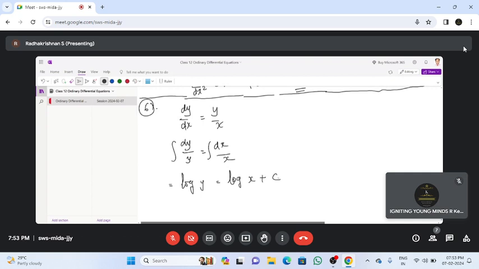I wrote only one c because log y plus c1 equal to log x plus c2 means we can write log y equal to log x plus c2 minus c1. So it becomes just one c. That's why I have written it. Okay. Log y equal to log x plus c.